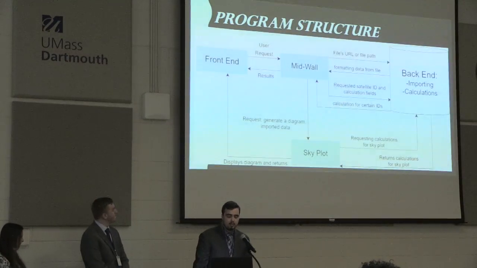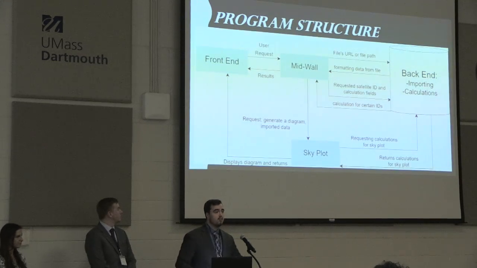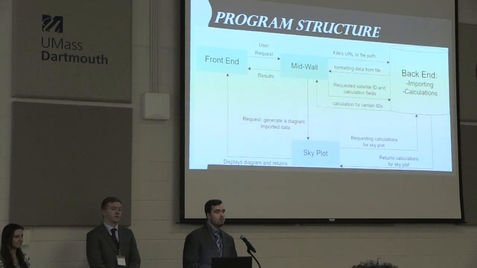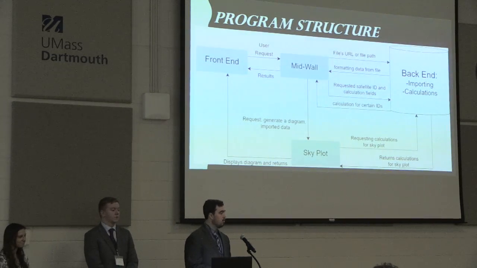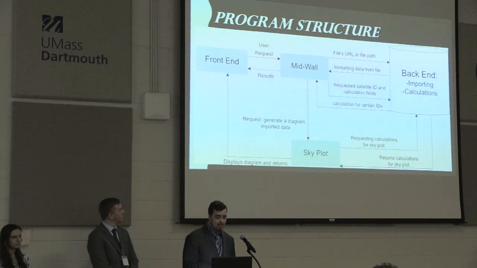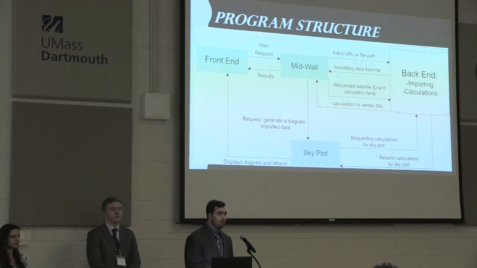So just to get a little bit into our program structure, we broke it down into 4 main components. The front end, again, so that the user can directly interact with the program. The middleware, which we use as a device to pass data between the front end and back end. The back end handled all the information from importing the files, breaking down the data, and actually manipulating and doing the equations provided. And the Skyplot, which takes elements of all 3 of those main programs.